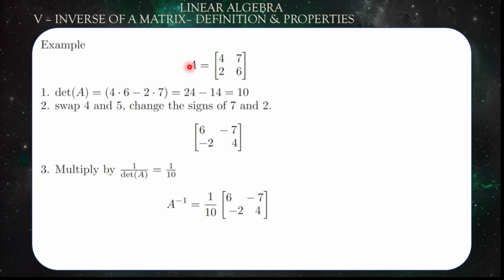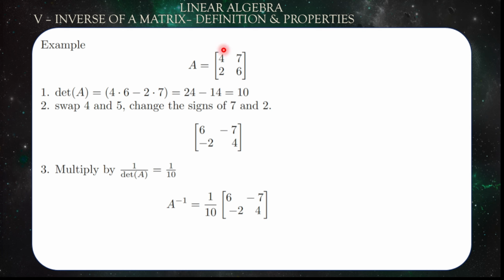As an example, A equals [4, 7; 2, 6]. At first, let's get the determinant to make sure it's not 0, so that we can confirm that A is invertible. The determinant of A is equal to 4 times 6 minus 2 times 7, equal to 24 minus 14, equal to 10. Different than 0, so it is invertible.